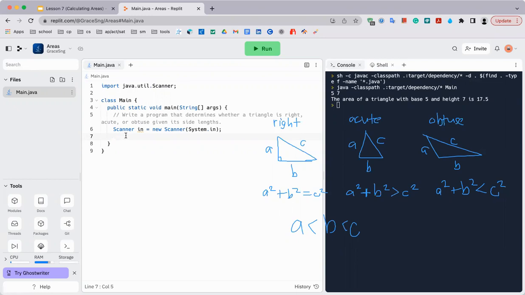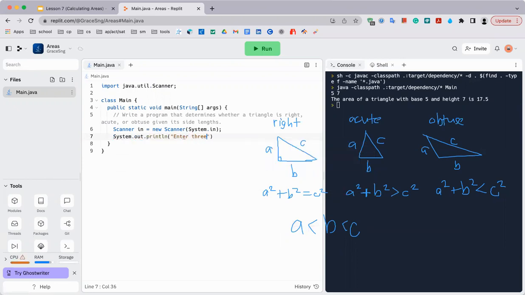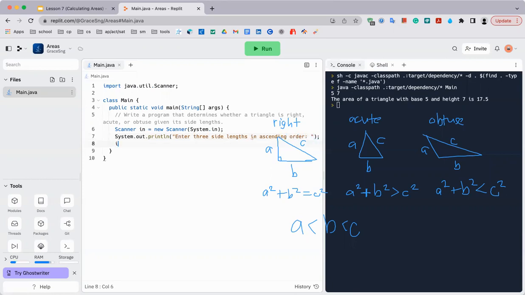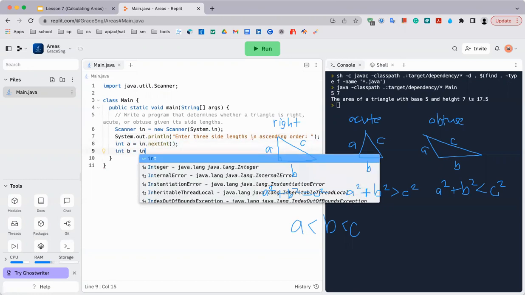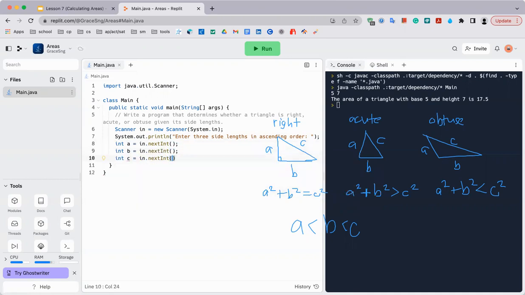Okay, nice. So now let's begin by reading in our input, which are going to be the three side lengths, A, B, and C. Another thing we want to make sure is that they are in order. So let's specify that when we're asking for input. Enter three side lengths in ascending order. Our first one is going to be A. Our second one is going to be B. And our third one is going to be C.